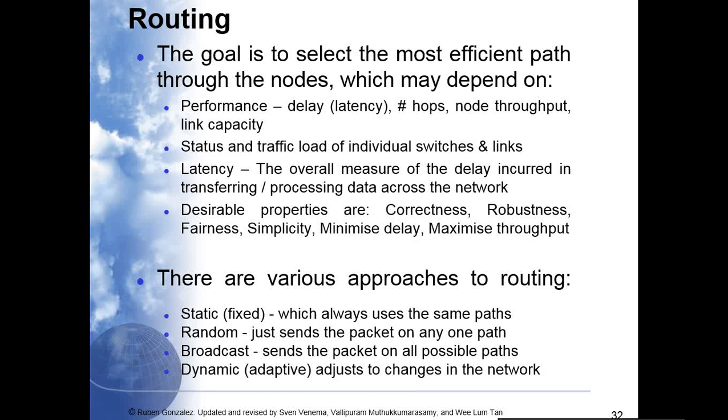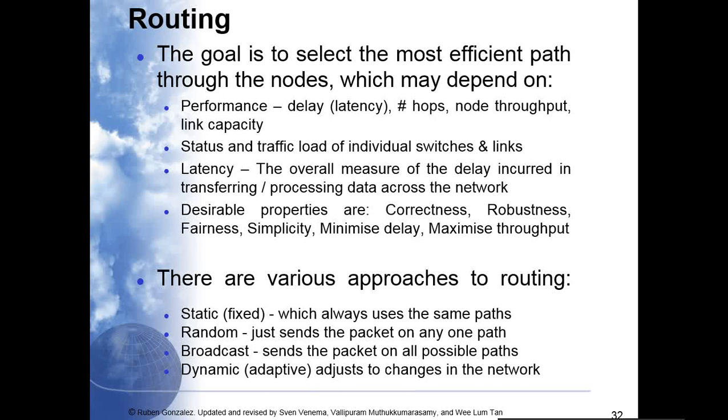And some desirable properties for routing would be correctness. I think probably for routing, it's not just desirable, it's probably mandatory that it's correct. You want to get to the right destination. Robustness is desirable because it's sturdy. Fairness, simplicity, is it easy to compute? I don't want to spend half an hour trying to work out what the best path is, right? Because by that time I could have sent it and it could have already arrived. Minimize the delay, maximize the throughput.